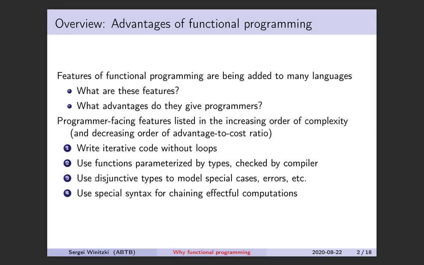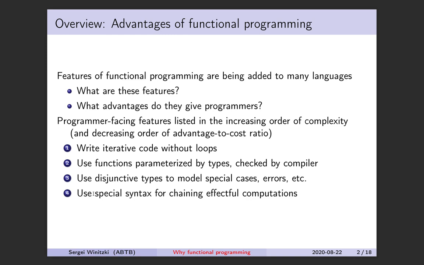The third advantage is that functional programming supports so-called disjunctive types. I will explain what that means. In this way, a programmer can model special cases, errors, and so on. It's a very powerful way of writing programs because the compiler can check that no special cases are left without being handled.